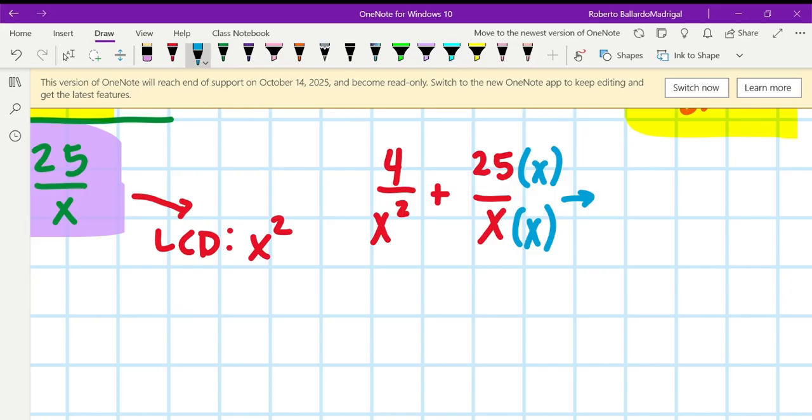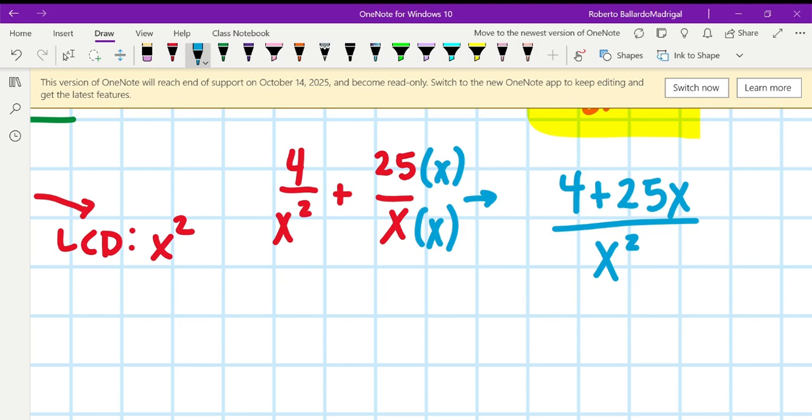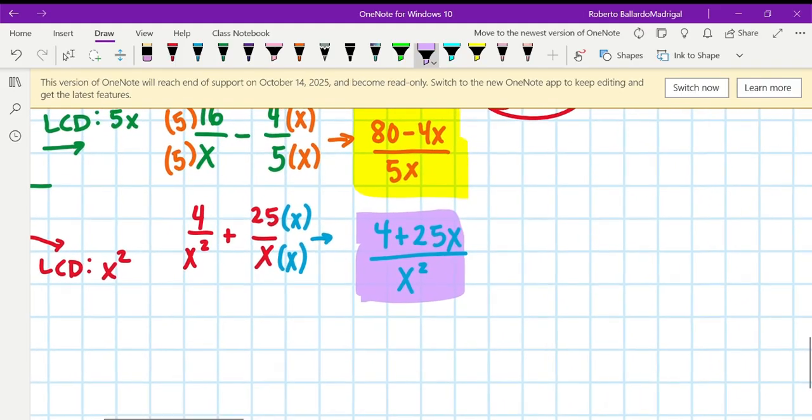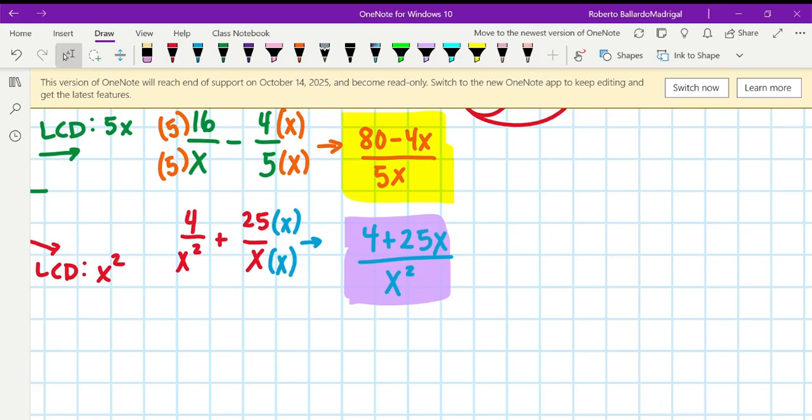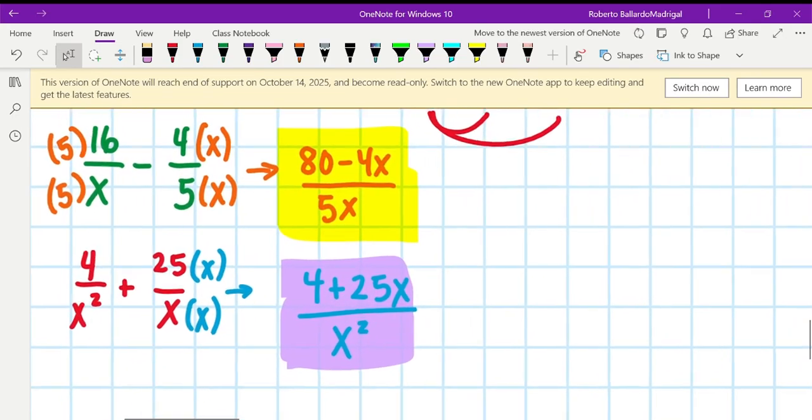So 4 is going to stay the same. 25 and x will give you 25x. So that's going to be 4 plus 25x over x squared. And this is your new second fraction. Any questions so far?